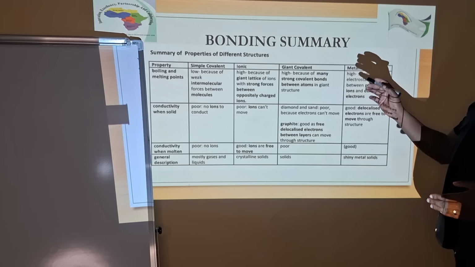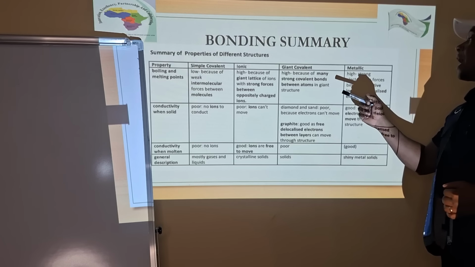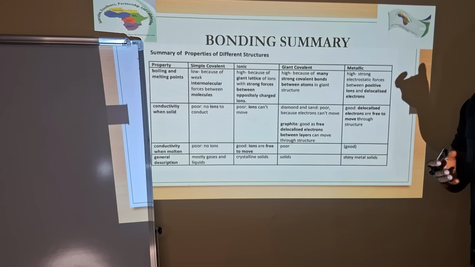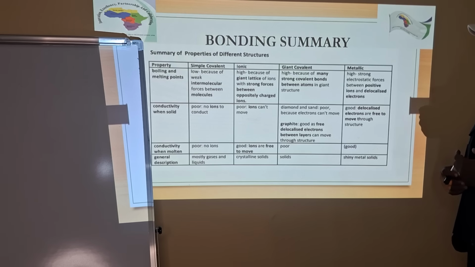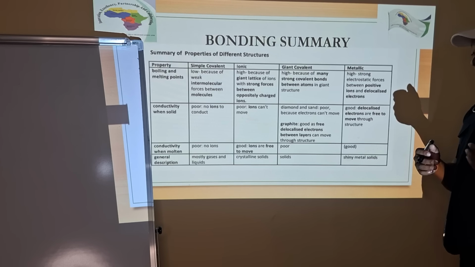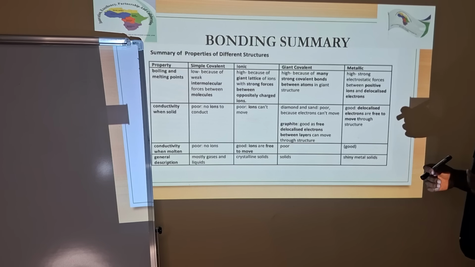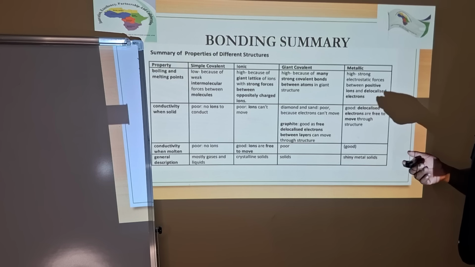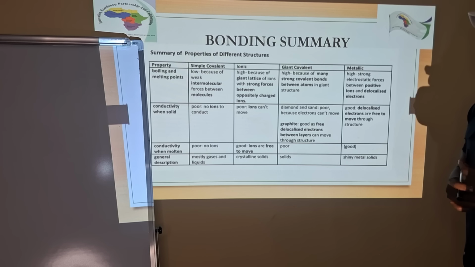We then move on to giant covalent structures. Boiling and melting points: generally, they've got high boiling and melting points because of many covalent bonds between atoms in a giant structure. Their conductivity when solid is poor, mostly for diamond and sand, because the electrons cannot move in an applied potential difference.